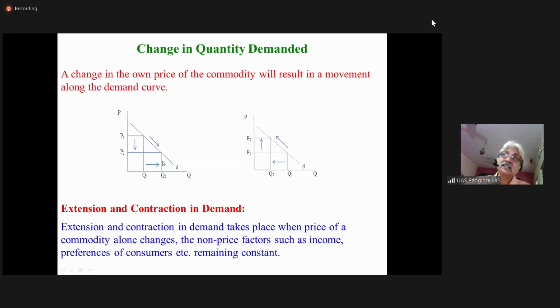Other factors which we listed in the previous slide, they are not changing. They are all kept constant, or ceteris paribus. Only the price of that commodity changes. The non-price factors such as income, tastes and preferences of consumers, etc., they remain constant. Change in quantity demanded.